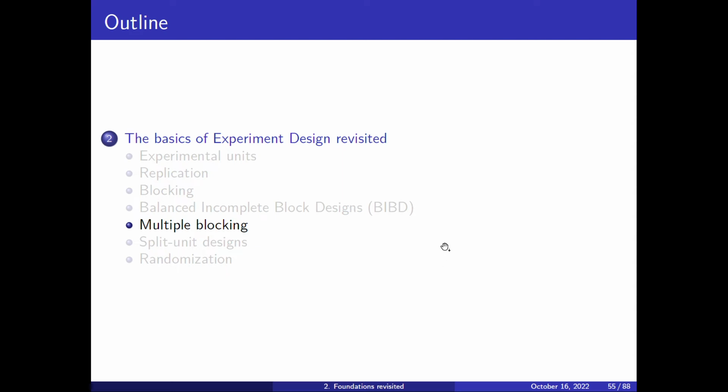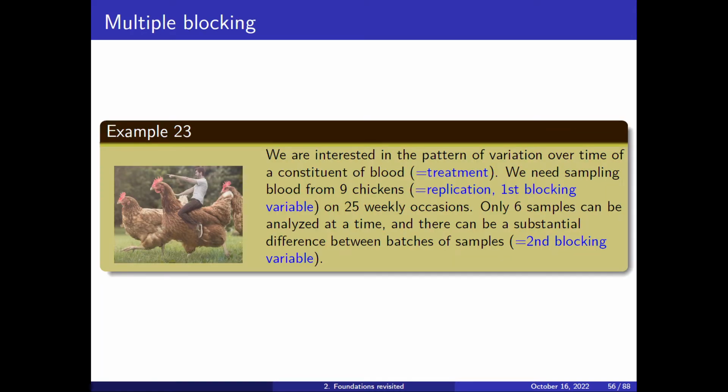We will now come back to multiple blocking, specifically to blocking multiple variables. Let's say that we are interested in the pattern of variation over time of a constituent of blood. So this is the treatment that we are interested in, the variable whose variation we are mostly interested in, and we need to sample blood from 9 chickens, and this is the first blocking variable, on 25 weekly occasions.